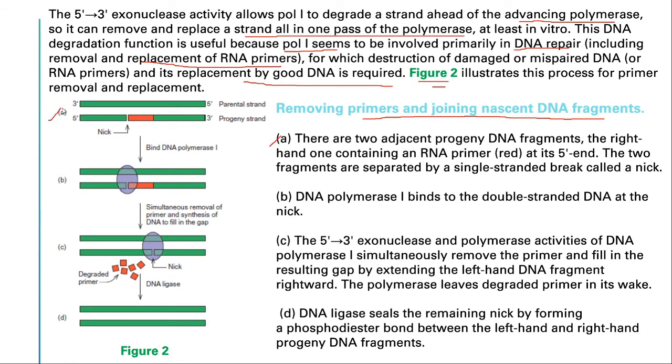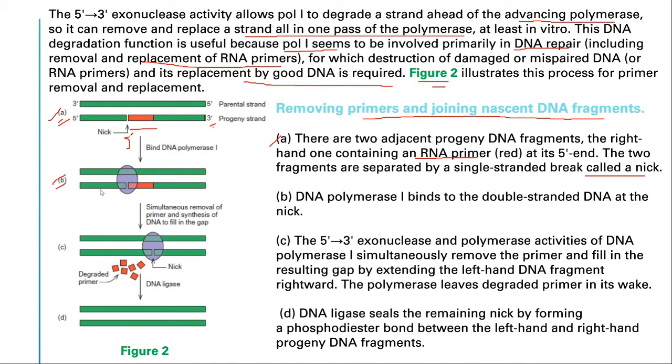In figure 2, part A, there are two adjacent progeny DNA fragments, the right-hand one containing an RNA primer, in red color, at the 5' end. In this progeny strand, this is the 3' end, so that will be the 5', that will be the 5'. The two fragments are separated by a single-stranded break. In DNA, this break is known as a nick.